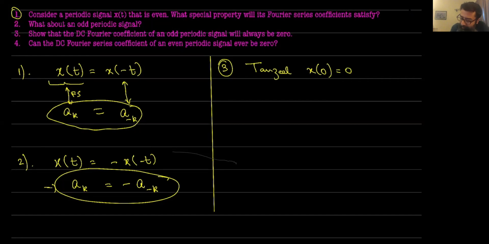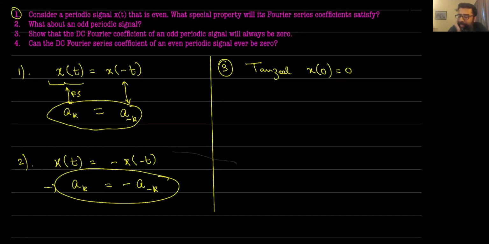But how does this imply that A naught equals zero? I'm not talking about x of zero. I'm talking about the DC coefficient. Tanzeel, can you unmute your mic? Yes, sir. You said that for odd signals x of 0 is equal to 0, right? So how does this imply that the DC Fourier series coefficient is 0? No sir, I thought the coefficient was a k, a 0, that's why. So a 0 is not the same as x of 0. Okay, right, good.